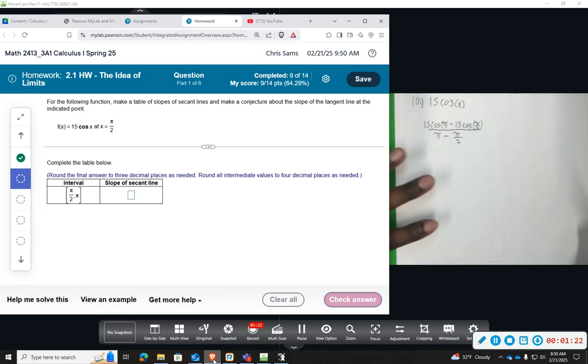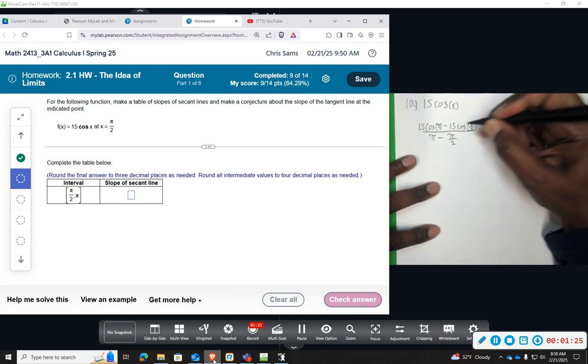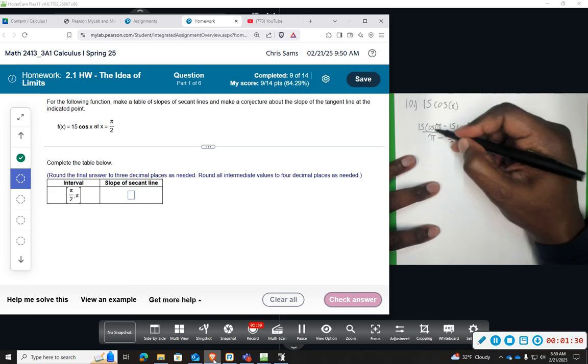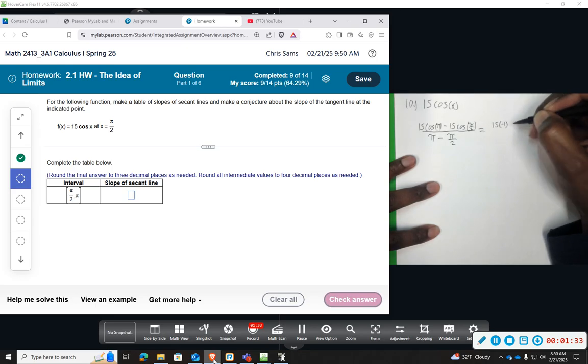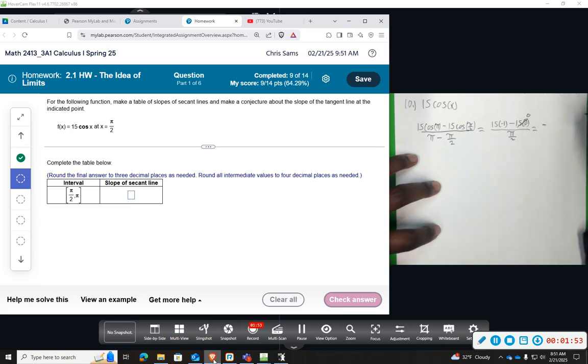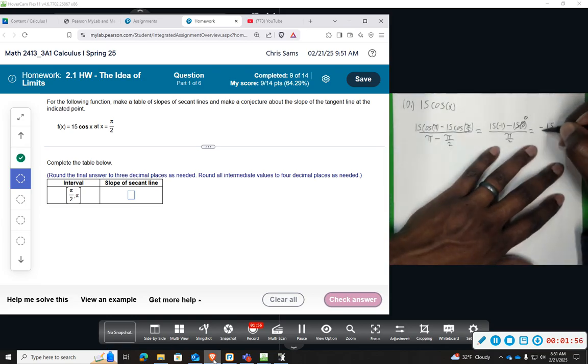So just recall that from trig, and then this will lead us to have 15, and then again the cosine of pi is going to become negative 1, and then minus 15, and the cosine of pi over 2 was 0. On the bottom, pi half minus pi will just give us pi half, and 15 times 0 will just go to 0, so we end up with a negative 15 over pi over 2.